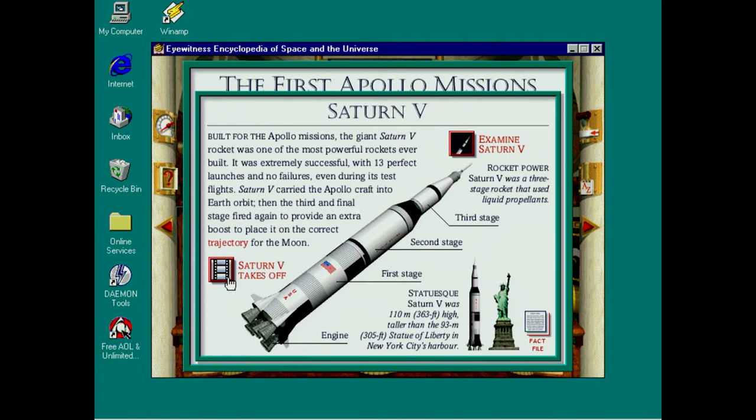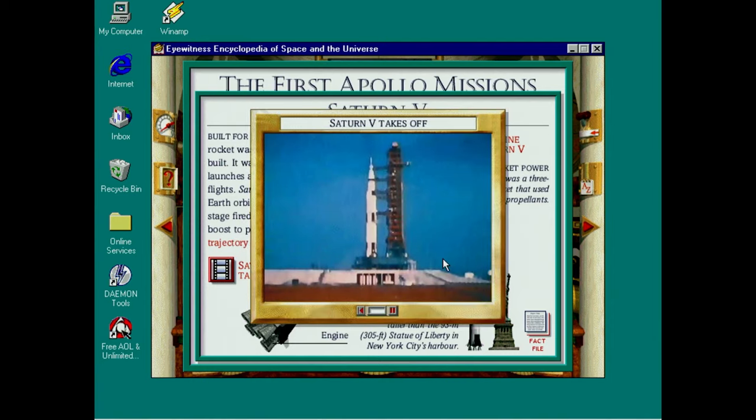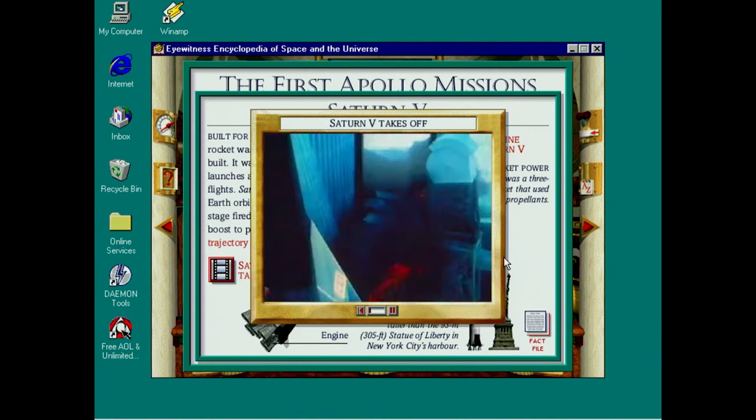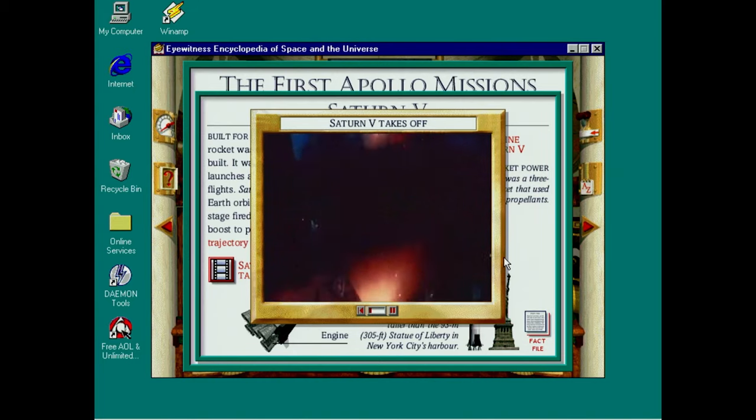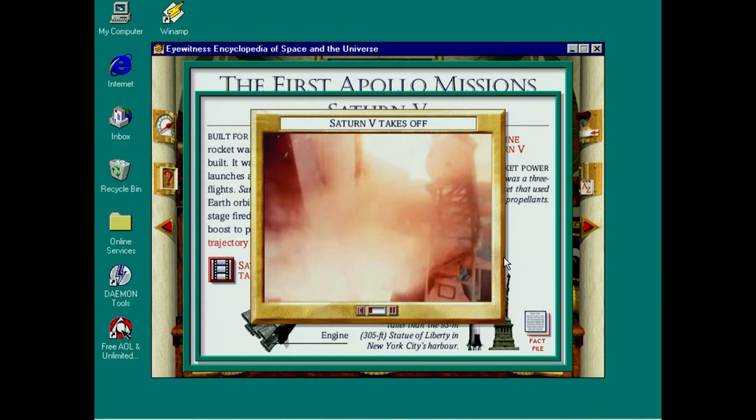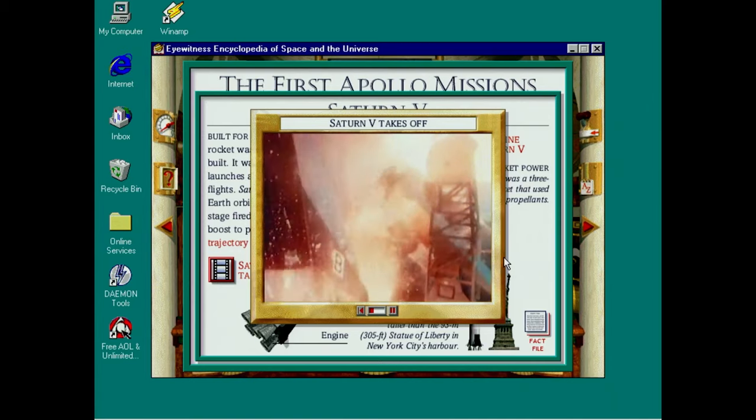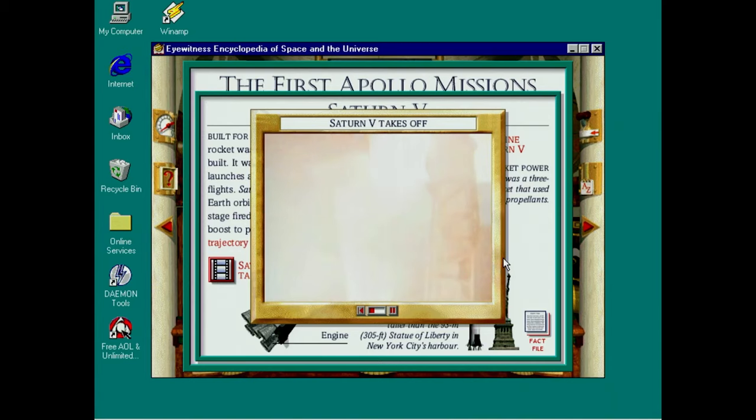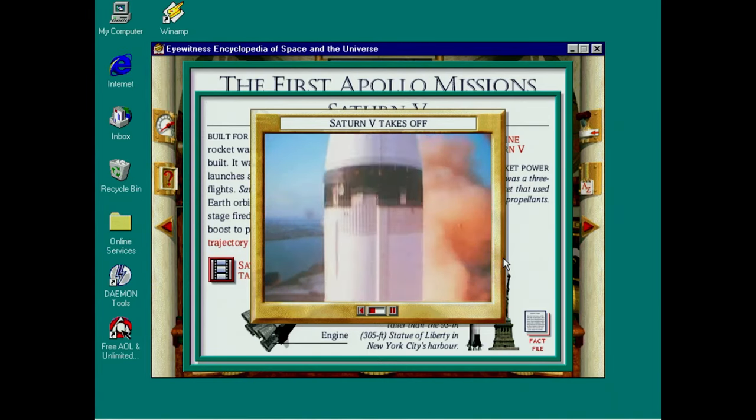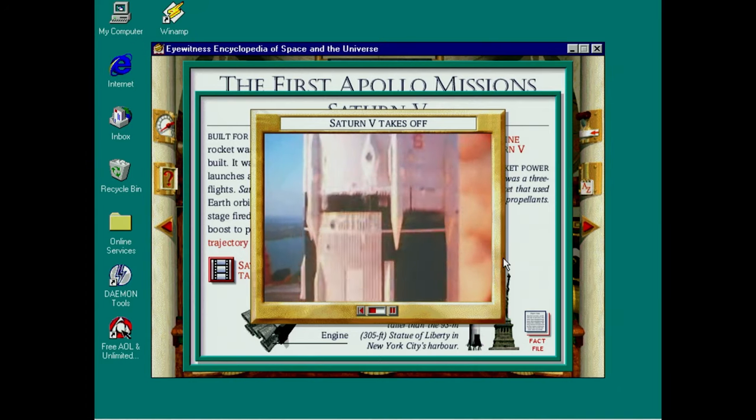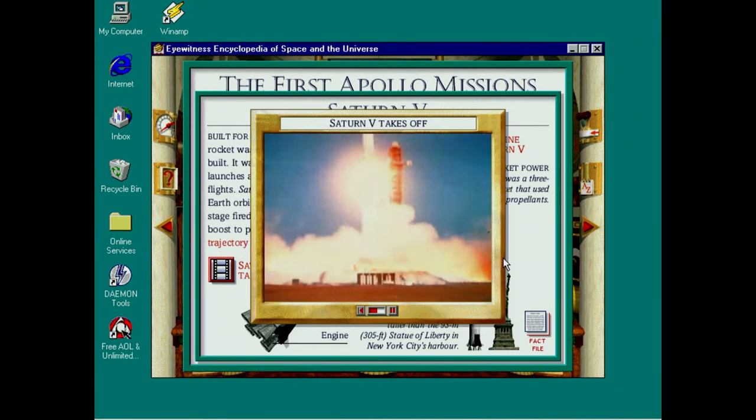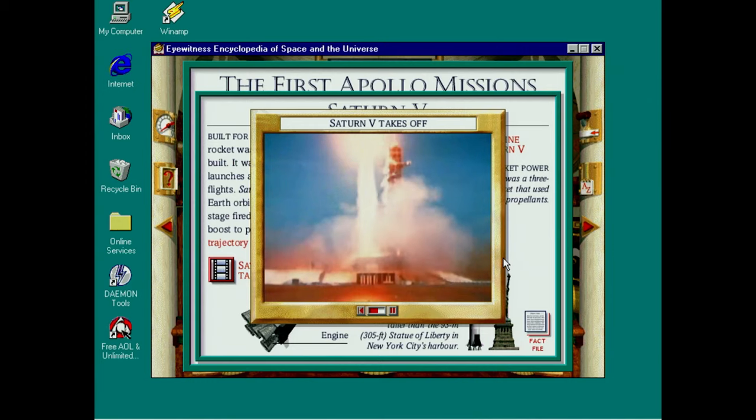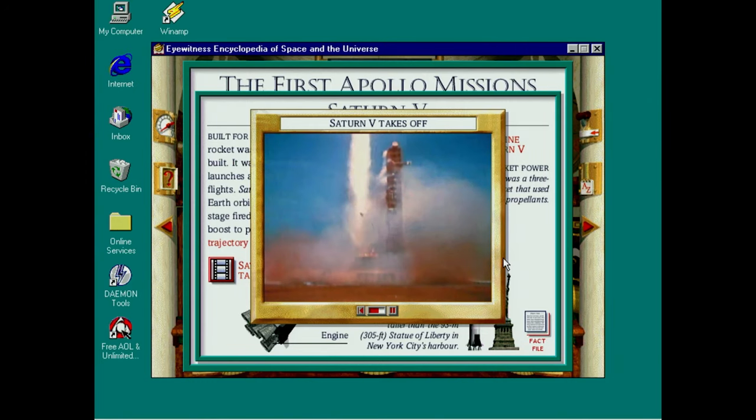Saturn V takes off. Ignition sequence starts. 6, 5, 4, 3, 2, 1, 0. All engine running. Liftoff. We have a liftoff. 32 minutes past the hour. Liftoff on Apollo 11. Roger, we got a roll program. Tower cleared. Roger, roll.